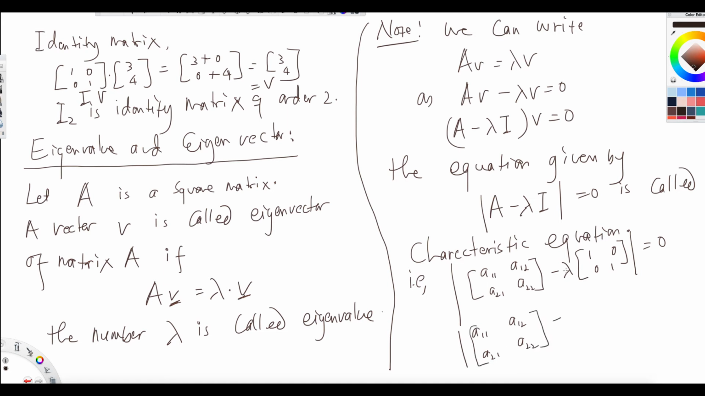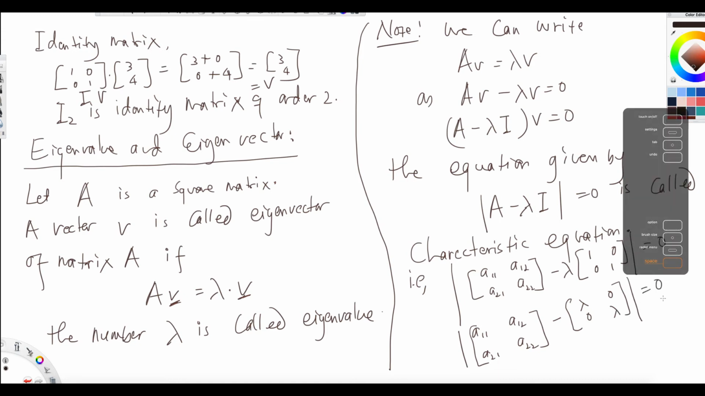And minus, you can distribute this lambda. Do you know how to distribute a number inside a matrix? You need to multiply each of the components, each of the elements, or we say each of the entries by that number. It will be like this. Lambda times 1 is lambda, lambda times 0 is 0, lambda times 0 is 0, lambda times 1 is lambda, equals to 0. You see that?